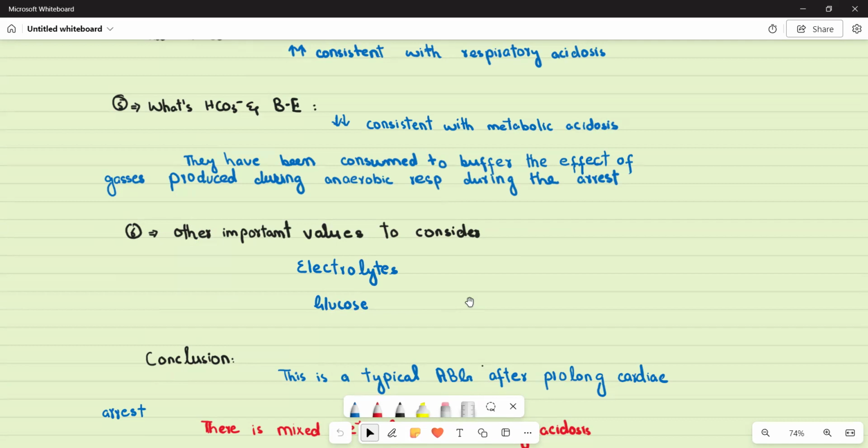So the bicarbonate level falls. And this gives a picture of metabolic acidosis. But during a cardiac arrest, the patient is not breathing either. So the patient is not able to exhale carbon dioxide. So the carbon dioxide level rises and it gives a picture of respiratory acidosis. So a mixed metabolic and respiratory acidosis goes on.